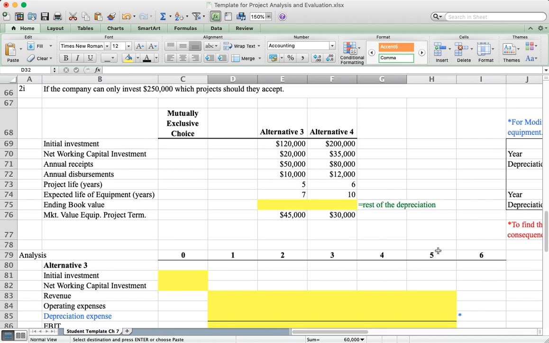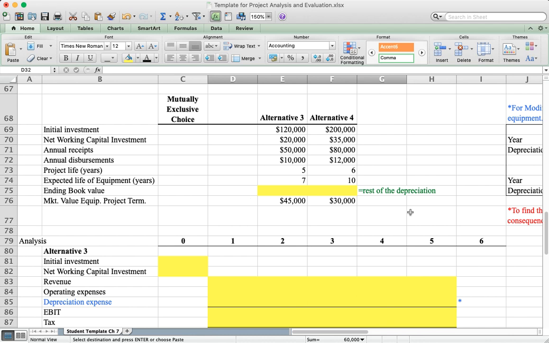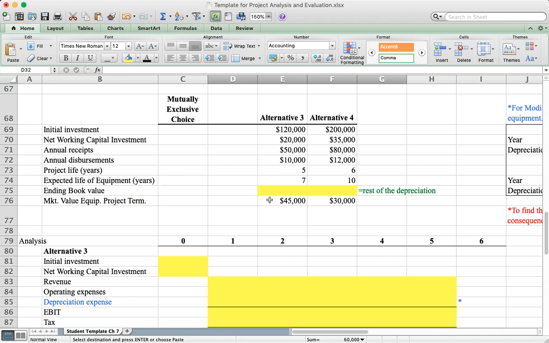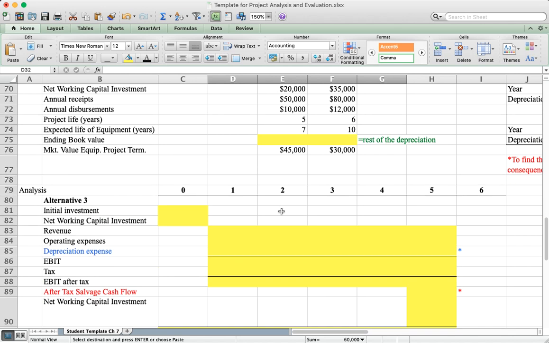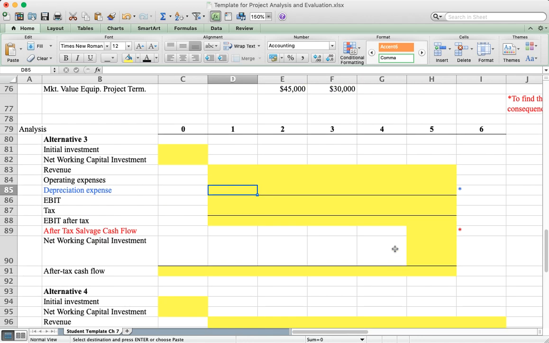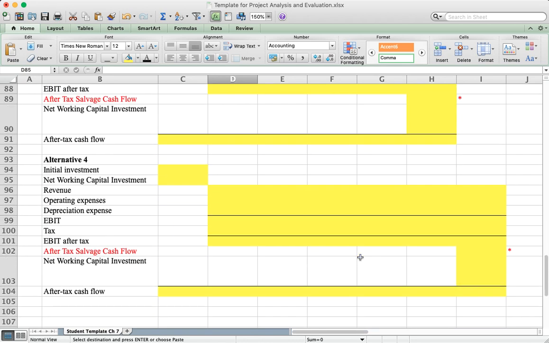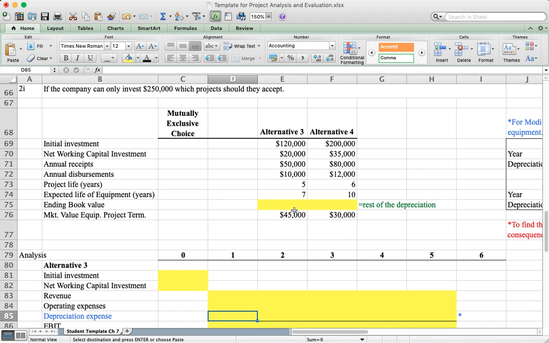Now at the bottom in scenario 2, we have what's called the modified accelerated cost recovery system. And whenever you're doing these, you actually care about the life of the equipment. Okay, so you are allowed to take the depreciation over a certain number of years, depending on the life of the equipment. And so what I'm doing is I've set up the tables for you. You'll have to calculate the depreciation expense for the first project and for the second project based upon the life of the equipment. And then you also need to come up with the ending book value.